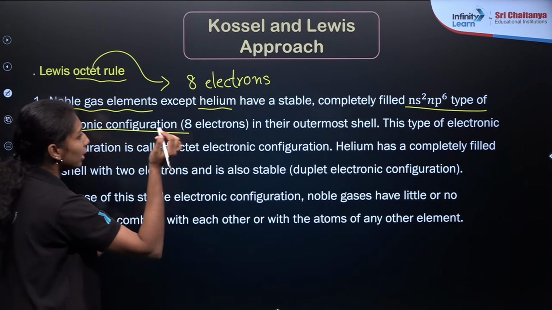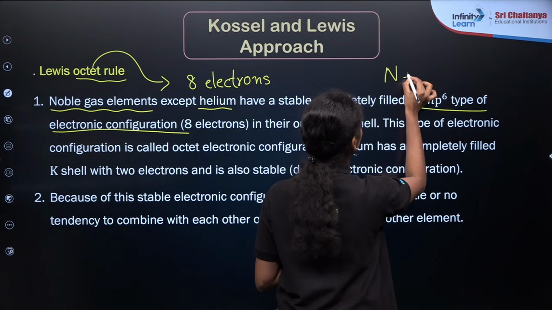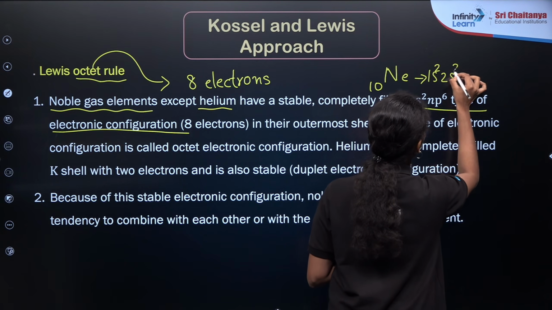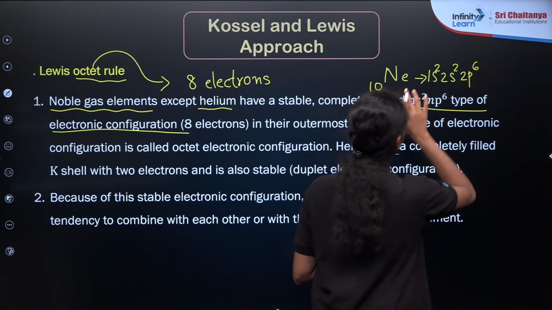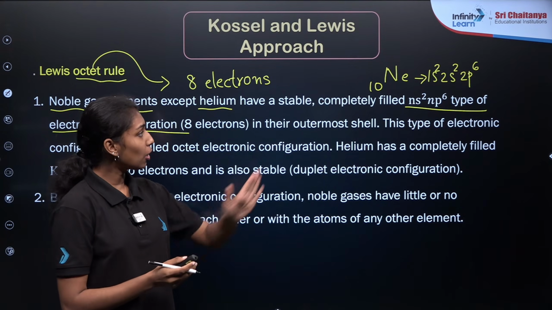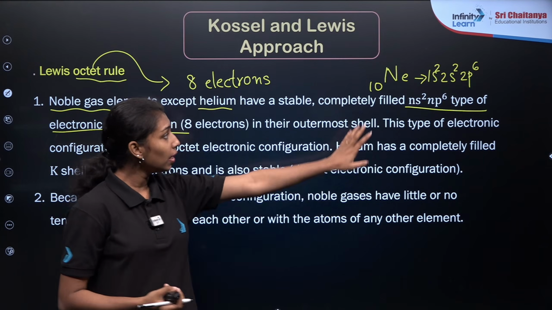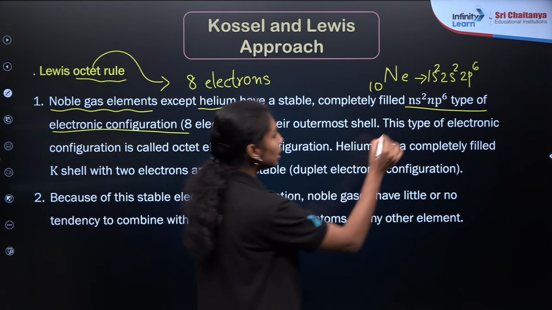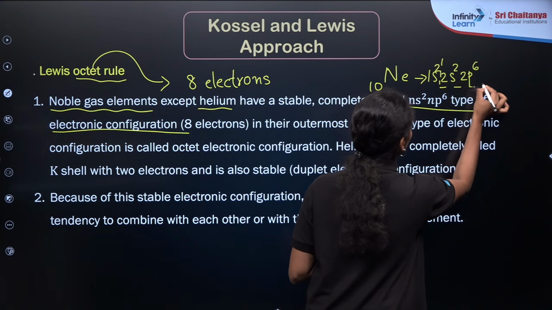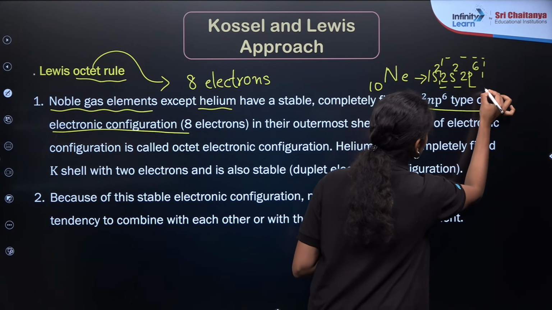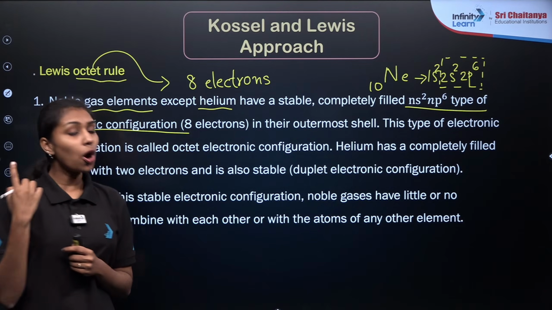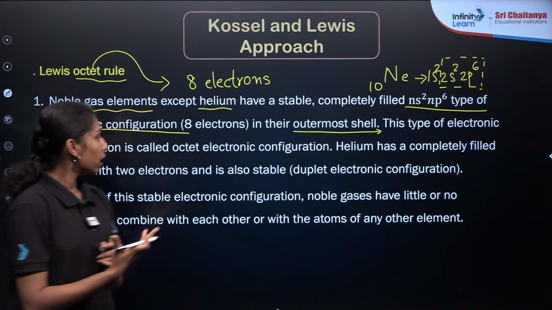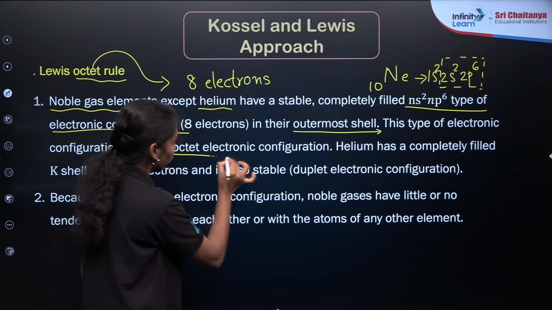For example, if you are taking neon, this is the subshell electronic configuration of neon. Neon belongs to the noble gas group, group 18. So it has ns2 np6 type of electronic configuration, which means this is their valence shell electrons, a total of 8 electrons. Except helium, they have 8 electrons in their outermost shell or valence shell. That is simply given here in the sentence, and this type of electronic configuration is called the octet electronic configuration.